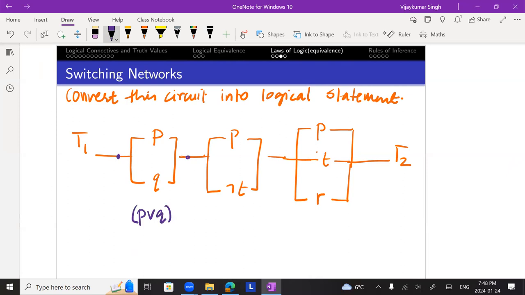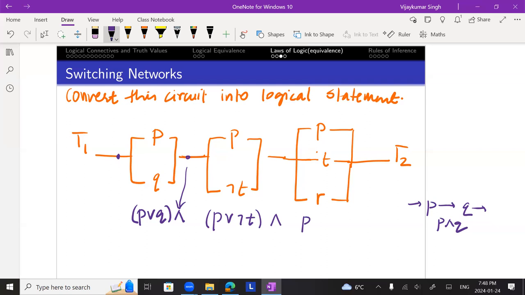Anything which is in a straight line should be connected by what? And. Right? Otherwise, it will not pass through. You see what I mean? If you have P and Q, then it will pass through only when P and Q is through. You agree? Otherwise, it will not. So this will correspond to AND. What about this one? This is going to be P negative. And then we have what here?